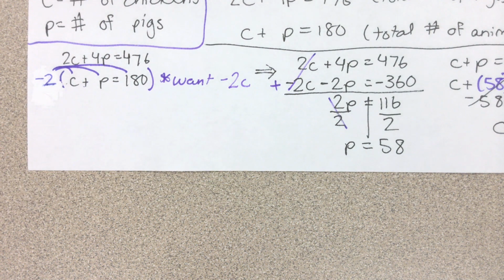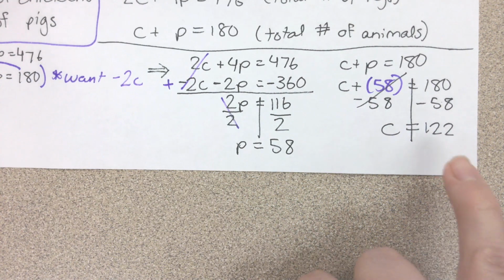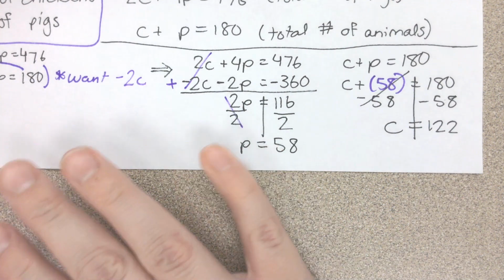Lastly, I just need to write my final answer with the labels. So I have 122 chickens and 58 pigs.